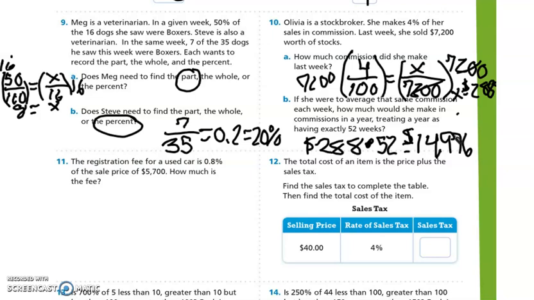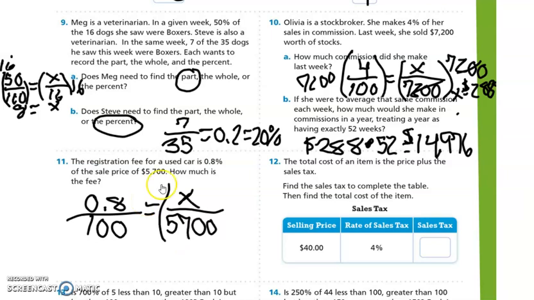Okay, moving on to number 11. The registration fee for a used car is 0.8%. That's less than 1% of the sales price of 5,700. How much is the fee? So we'll take that and write it as a percent over 100. And we know that we're finding the fee and that this is 5,700.